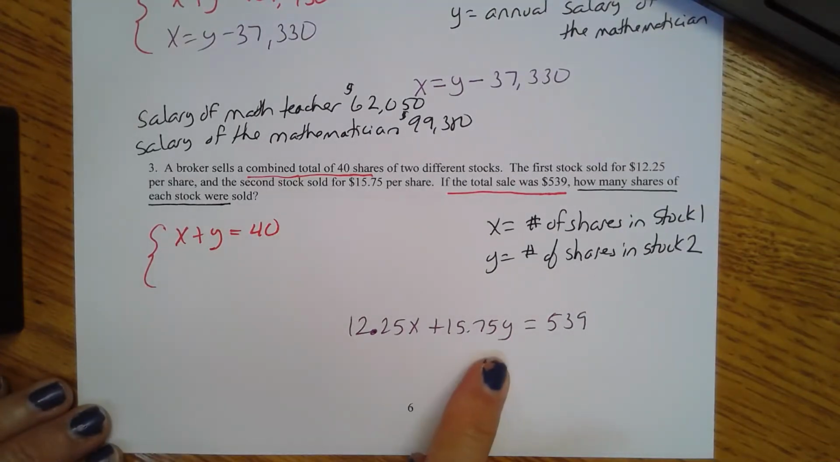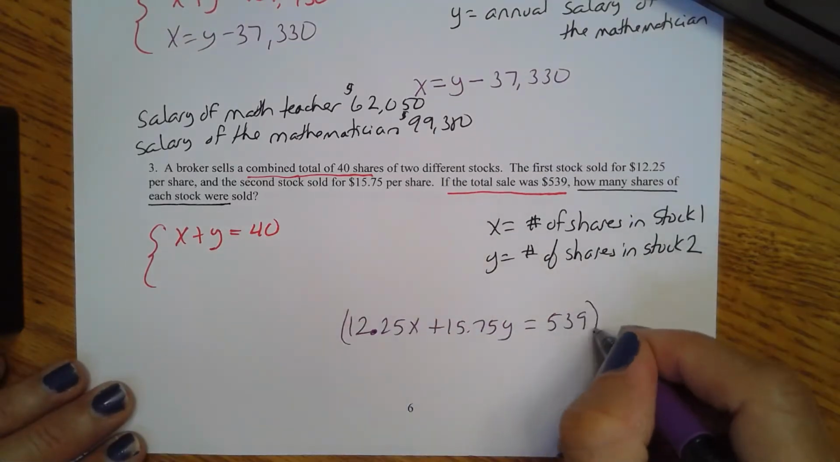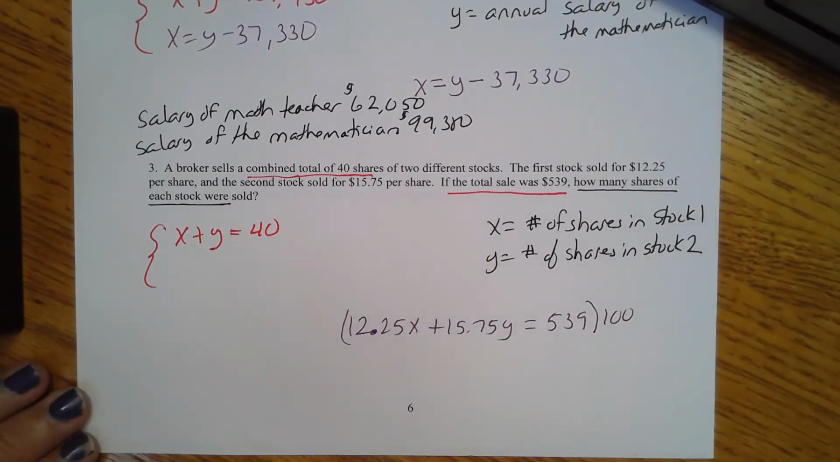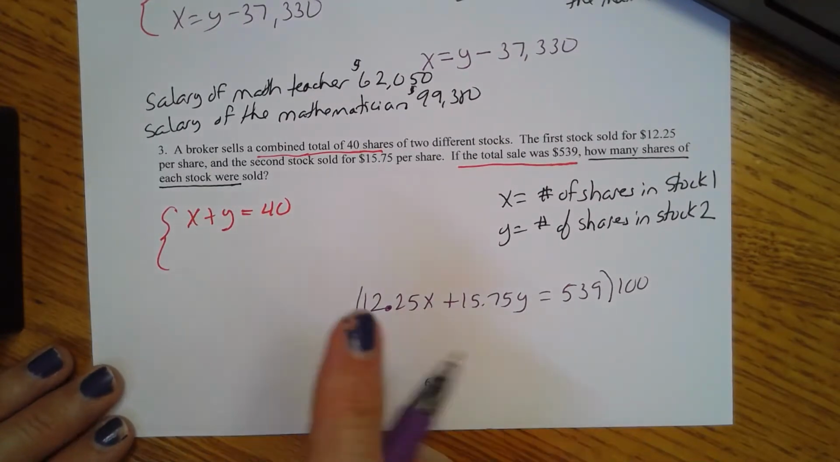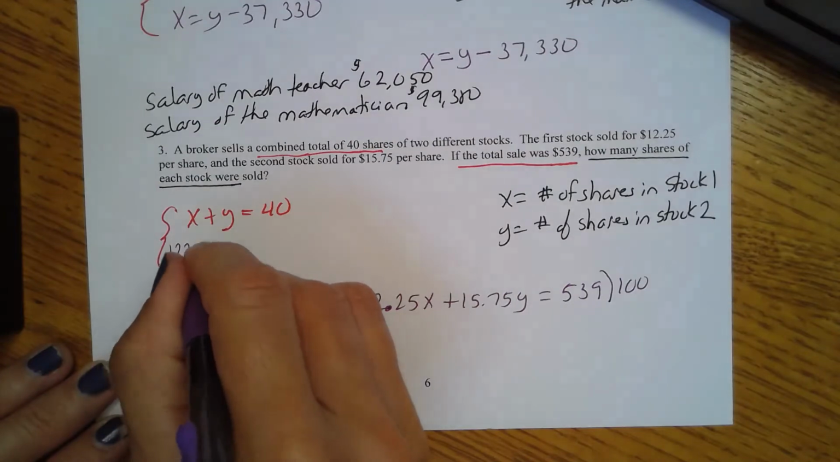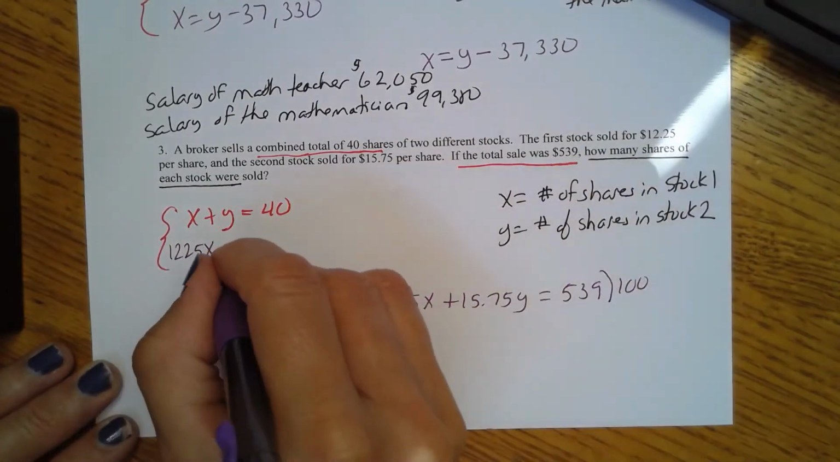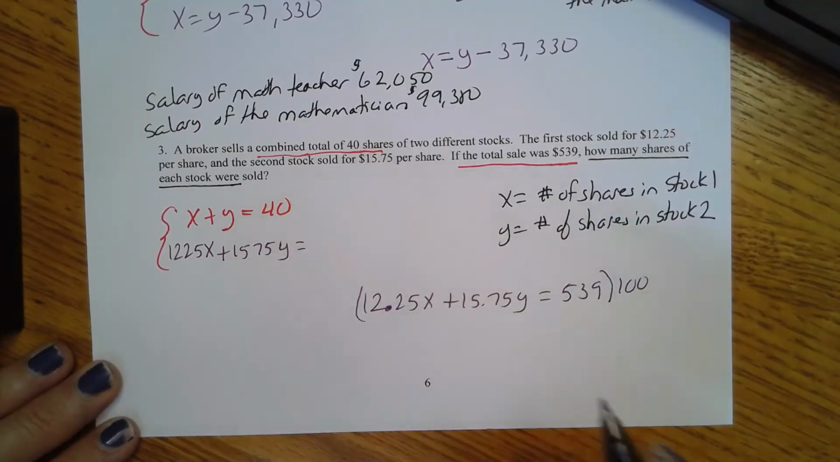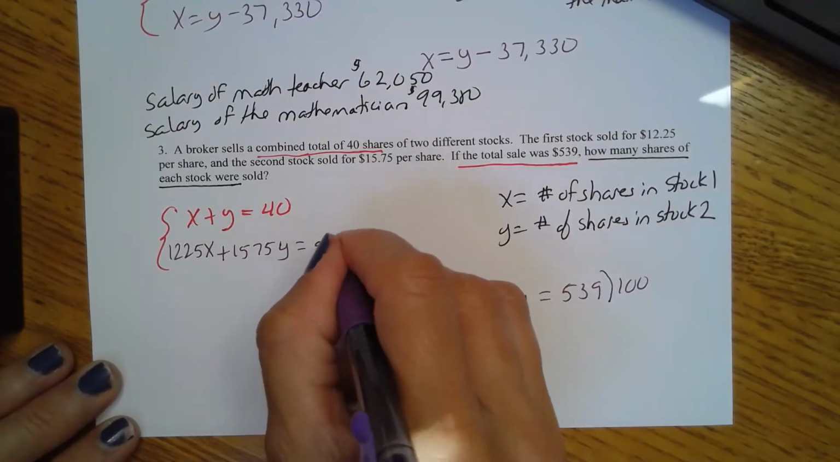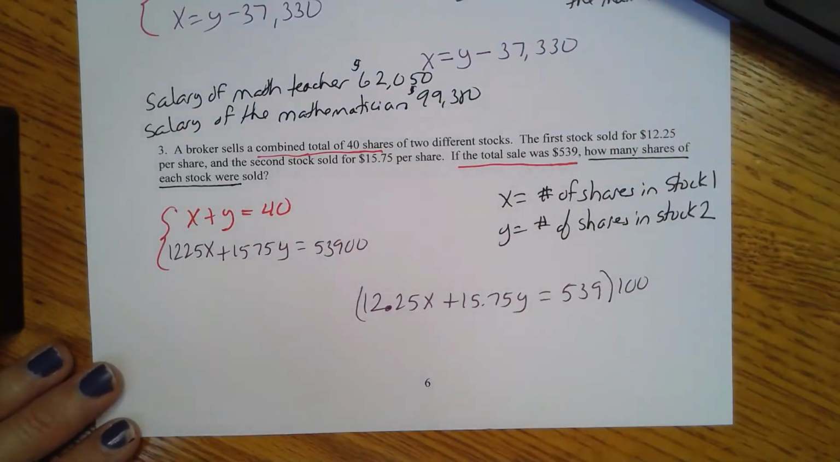Some students like to get rid of decimals because they don't really want to work with decimals. If you want to get rid of decimals, you would multiply by 100. The numbers get pretty large, but you can still work with it. If you multiply by 100, I get 1225x plus 1575y equaling 53900. So you could do substitution because in the first equation, either of those has a coefficient of 1.